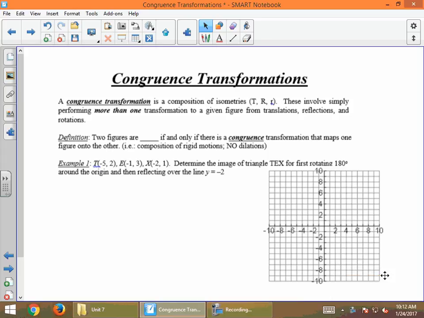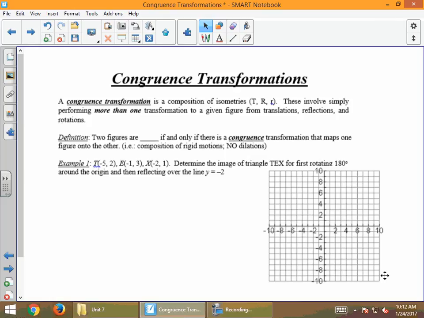In this section, we're talking about congruence transformations, and all a congruence transformation is, is the composition of isometries, meaning it's a combination of rigid motions. Now, rigid motions are translations, reflections, and rotations. So it's just a combination of those. You might be asked to rotate a figure, then translate it. And that's a congruence transformation. You're doing more than one.